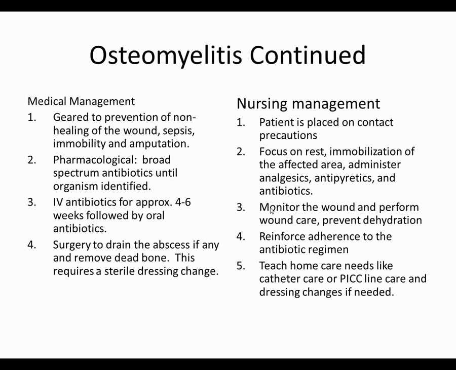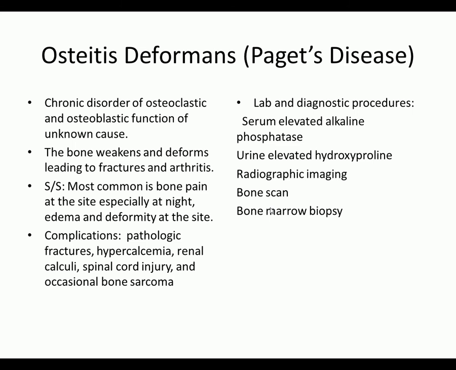Now let's talk about Paget's disease. Paget's disease is a chronic disorder which causes the bone to be weak and malformed. It results in pain, deformity, fractures, and arthritis. The cause of it is unknown. It can affect parts of a bone or an entire bone or multiple bones in any one person.